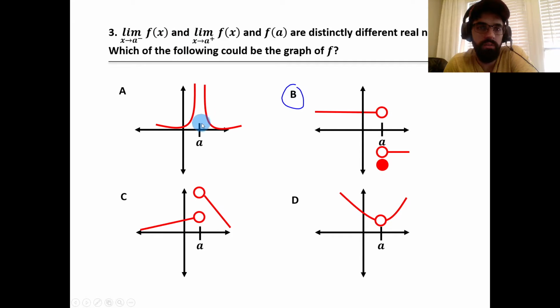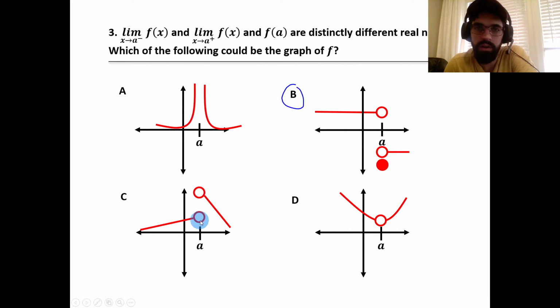And so if we look at our graphs for A, the limit as x approaches a from the left and the right both approach infinity. Infinity is not a real number, it's a concept, so it's not A. It is B. The limit as x approaches a from the left is some positive number. The limit as x approaches a from the right is some negative number. And f of a itself is defined by the dot, which is yet another negative number. So the limits and the f of a itself are all different outputs. So they're all distinctly different real numbers.